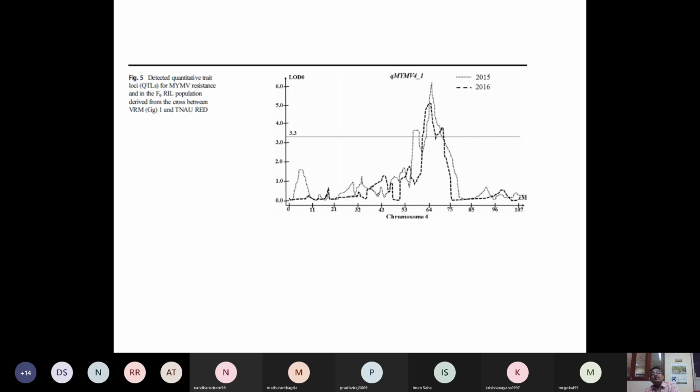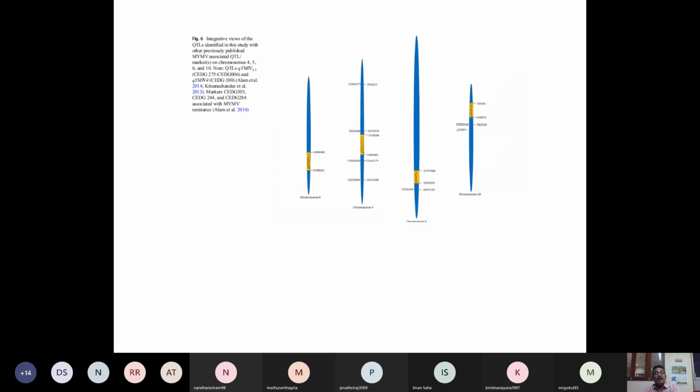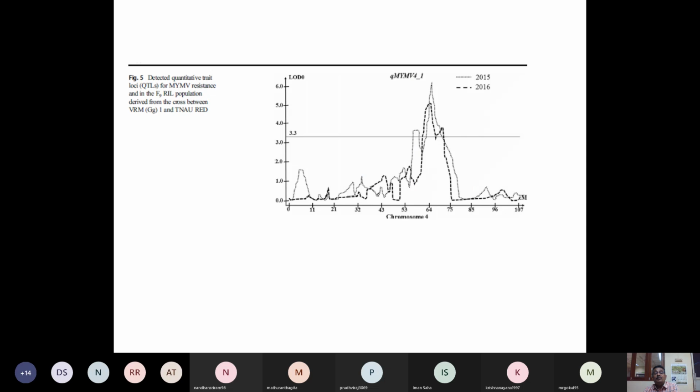So this LOD has a very major peak and also a very narrow peak. Between the peak there is a very small region, with small flanking markers. In some cases, if the QTL is very flat, then the region will be very long. So this is very important. Also, when you analyze the two seasons, check whether the QTL is consistent across locations. When I screened in 2015 and again in 2016, in both seasons we were able to narrow down to a particular region on the chromosome.